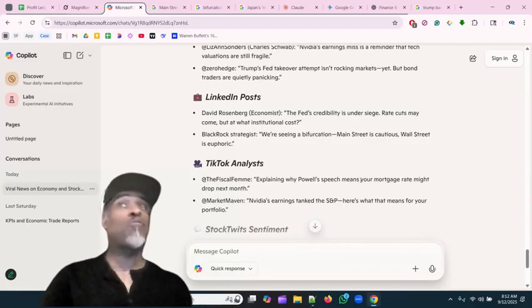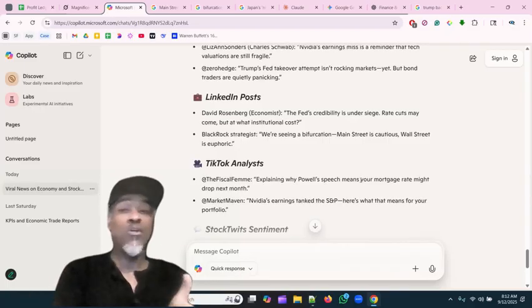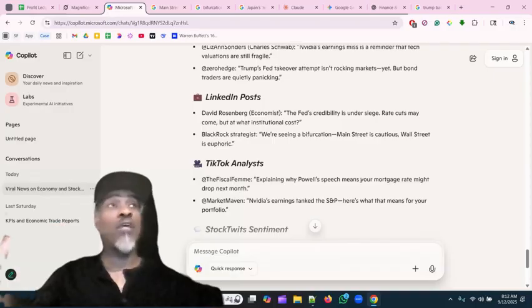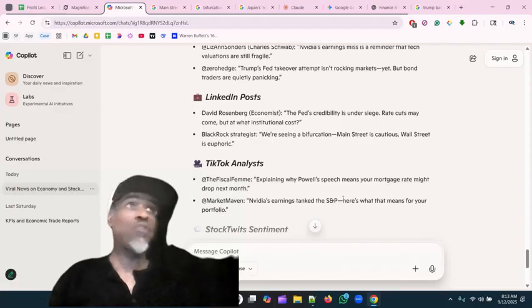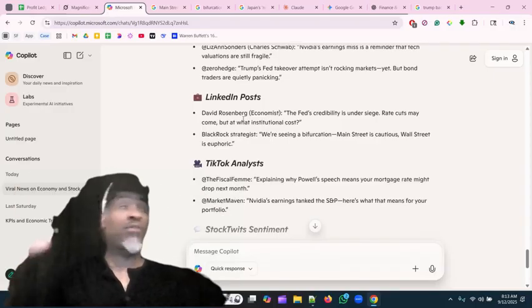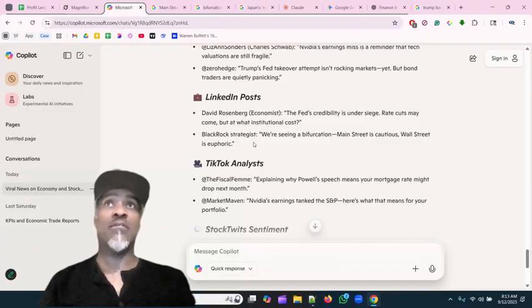Some of these things you may want to even add to your models. You may want to put it in your notes. You may want to copy the whole thing out, and put it in your weekly analysis.